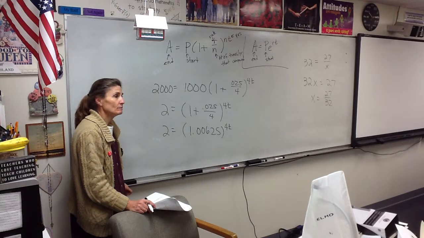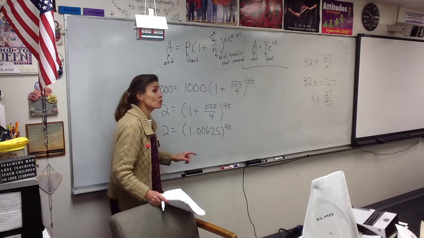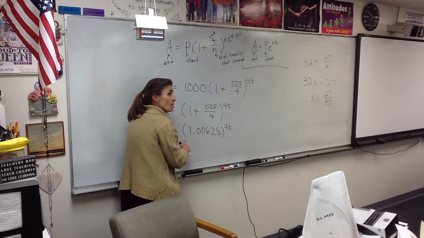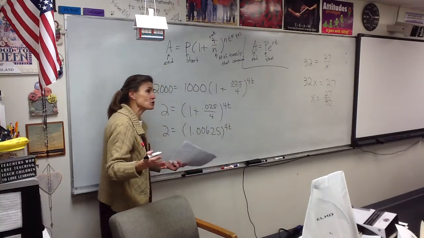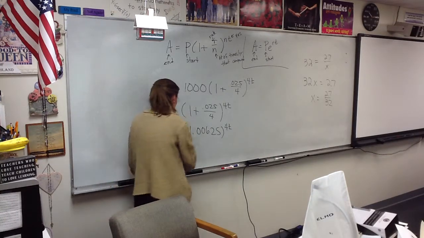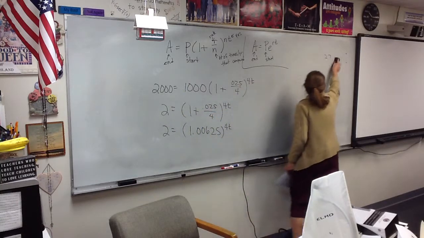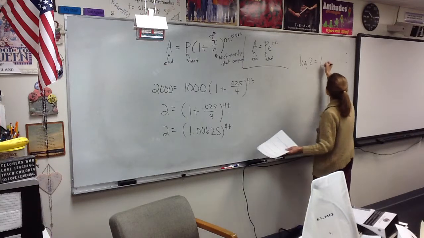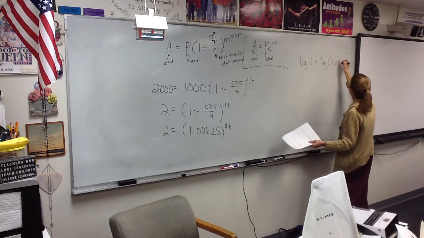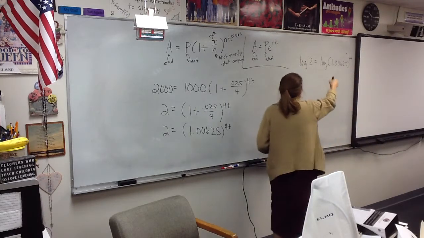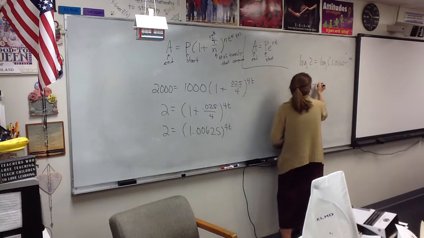What do I do now? Bryce, you're right. I can't deal with this. I have to get the exponent out in front. But how do I get an exponent out in front? I can't just move it. What do I have to do first? I have to take the logarithm of both sides. That is the only way to get that exponent down. So I'm going to have the log of 2 equal to the log of this number. And now I can pull the exponent out in front.